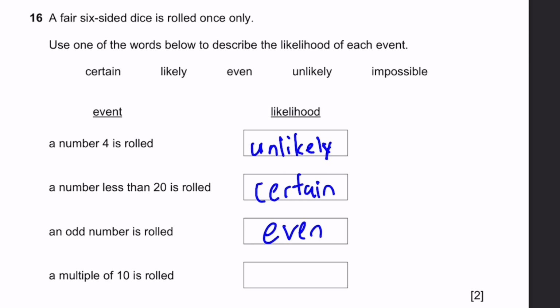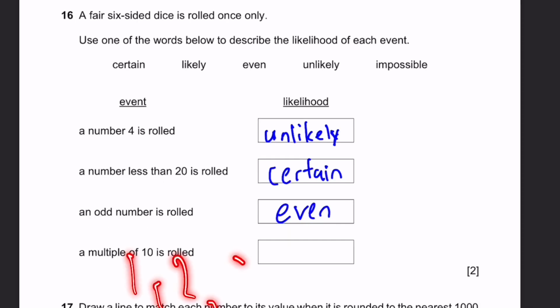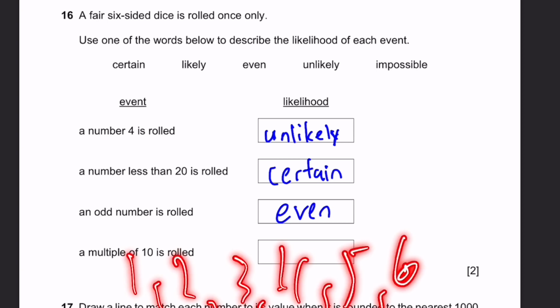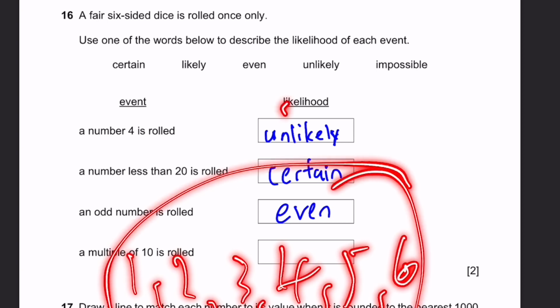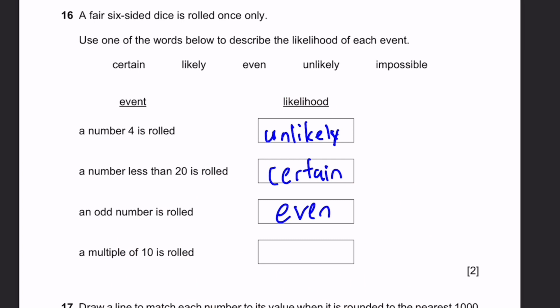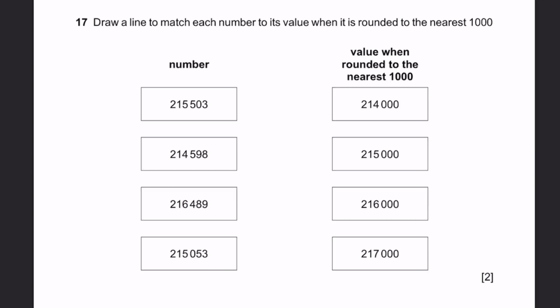A multiple of 10 is rolled. 1, 2, 3, 4, 5, and 6. Are any of these a multiple of 10? No. Therefore, we can say this is impossible because there are no multiples of 10 there. That's the answer.